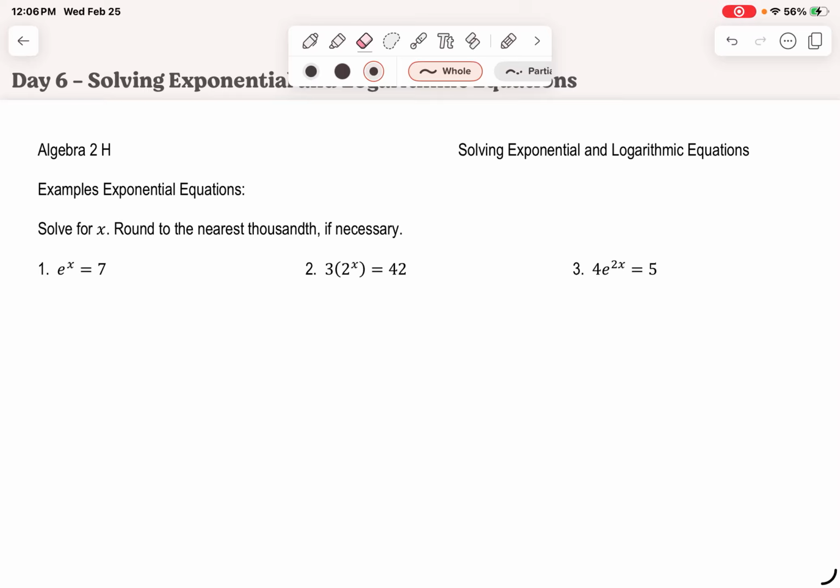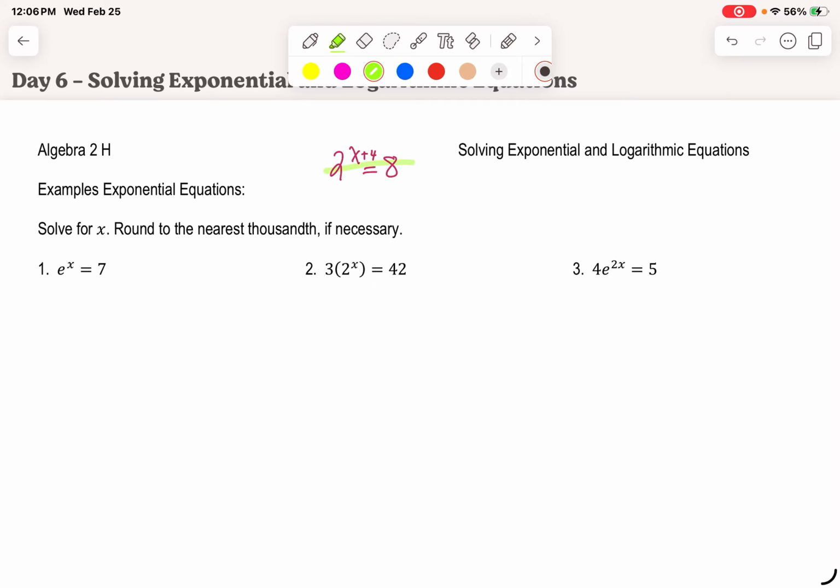All right, welcome to the Solving Exponential and Logarithmic Equations lesson. So what we're going to start with is solving some exponential equations. Now, we have solved exponential equations before. We've solved exponential equations like 2 to the x equals 8 and way more complicated ones, right? Or even 2 to the x plus 4 equals 8. But we can rewrite those as the same base.